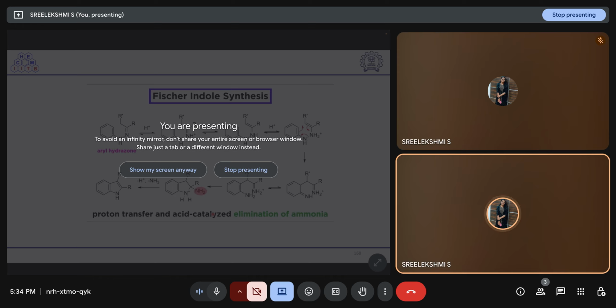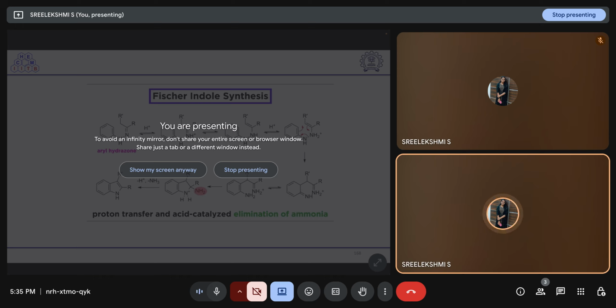Now the next reaction is Fischer indole synthesis. So here what is happening, this aryl hydrazone is rearranging to form this indole kind of derivatives by utilizing this proton transfer and acid catalyzed elimination of ammonia. So firstly what is happening, this nitrogen will get protonated, and then elimination of one proton from this center will give this intermediate.